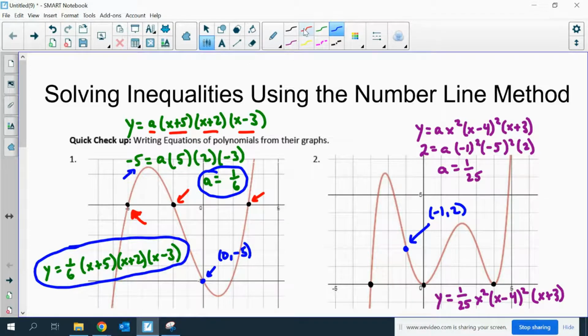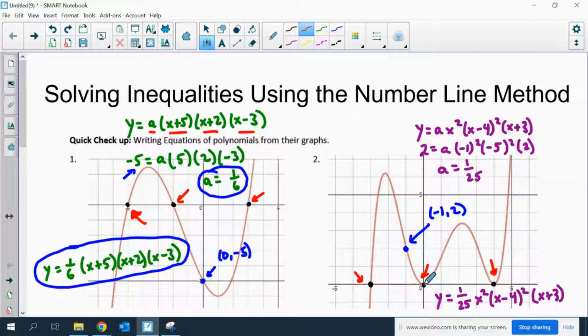Likewise, this would work for problem 2, where you have zeros at -3, 0, and 4. But one thing you notice about number 2 is that the zeros at x equals 0 and x equals 4 bounce off the axis instead of going through the axis. And so when there's a bounce, you would put a squared in the function.